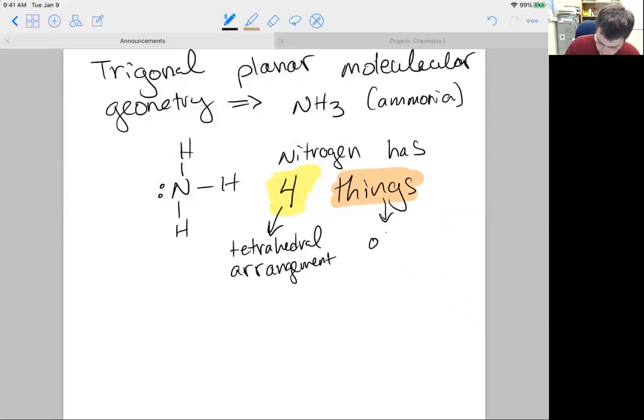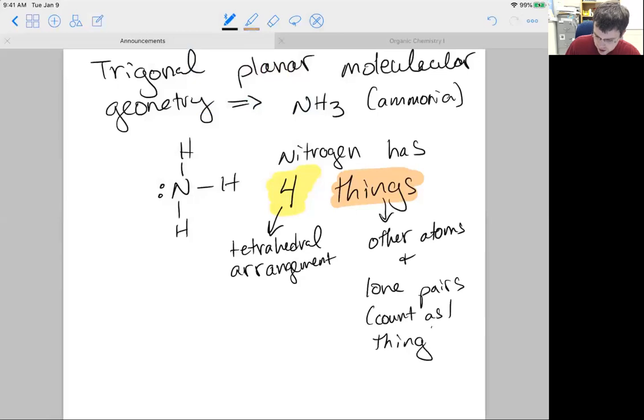So these are going to be other atoms that are bonded by covalent bonds and lone pairs. Now, it's important to note that with lone pairs, these things count as one thing. So if you have a lone pair, you have one thing attached. So what I'm saying is we've got 1 with this lone pair, 2 with this hydrogen, 3 with this hydrogen, and 4 with this hydrogen. 4 things. So we're going to have a tetrahedral arrangement.